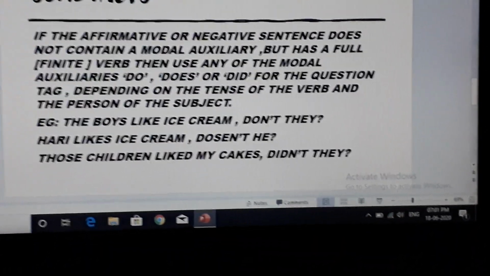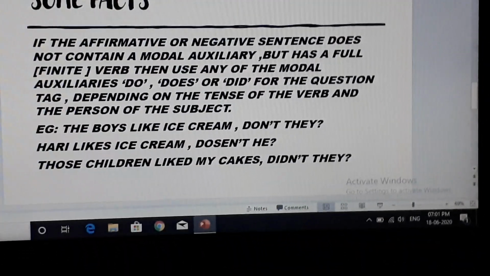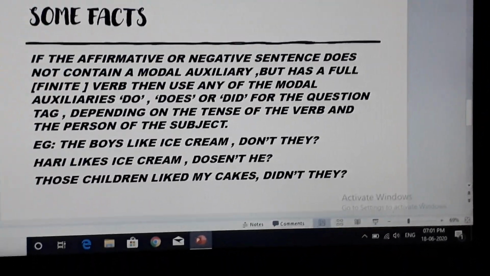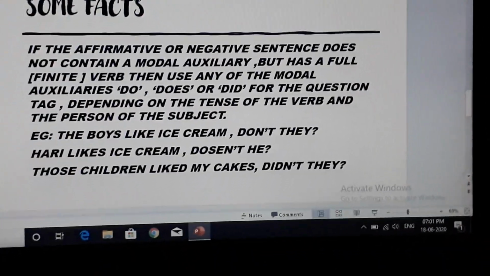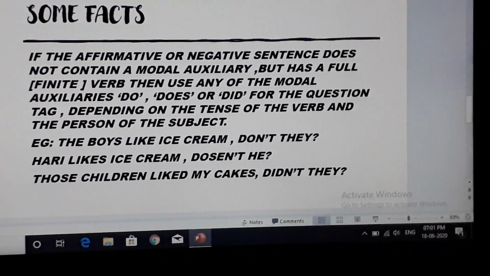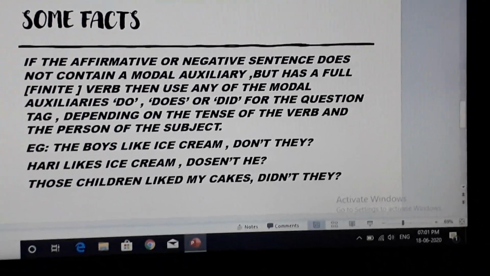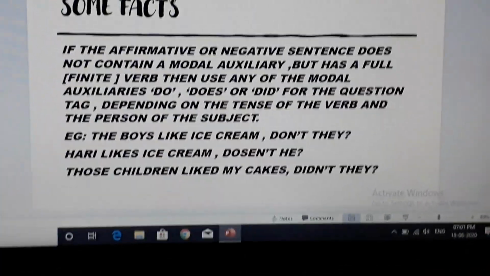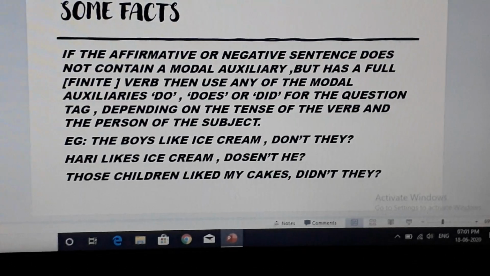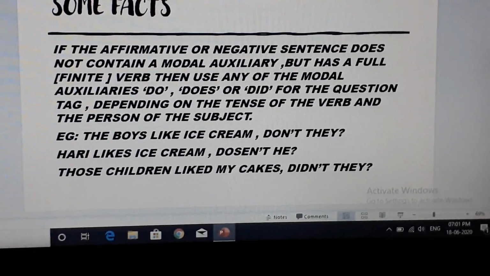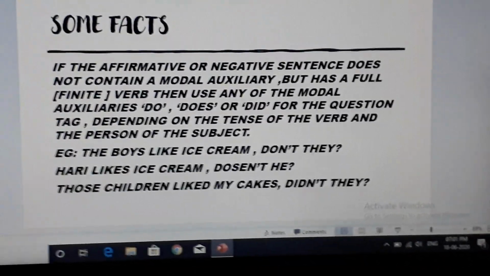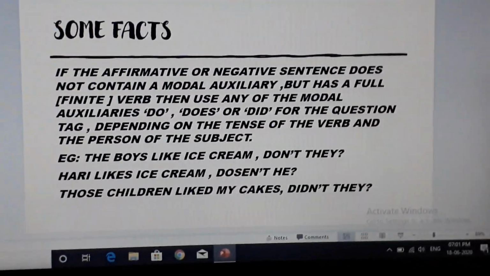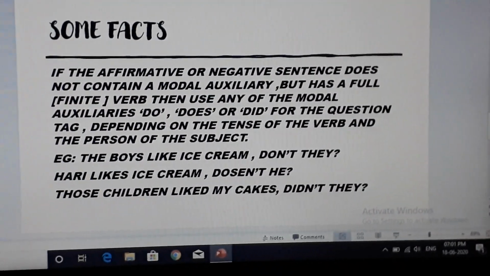Next sentence, Hari likes ice cream. Again, likes is my finite verb and it tells that the sentence is in present tense. So again I am going to check my subject, Hari. The subject is singular. So here I am going to use the modal auxiliary does or doesn't. Now see, the sentence is positive. There is no negative word. So I will be using doesn't he?